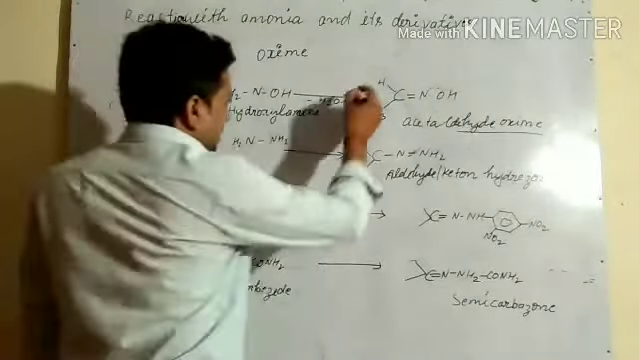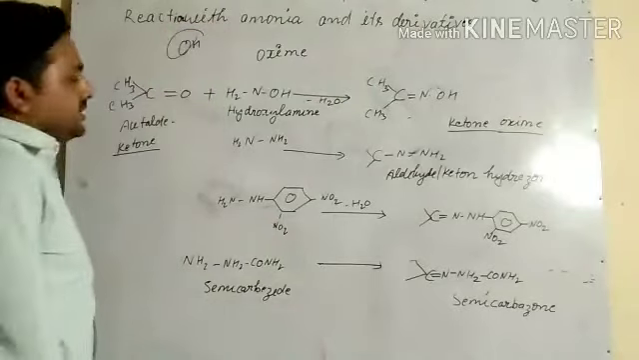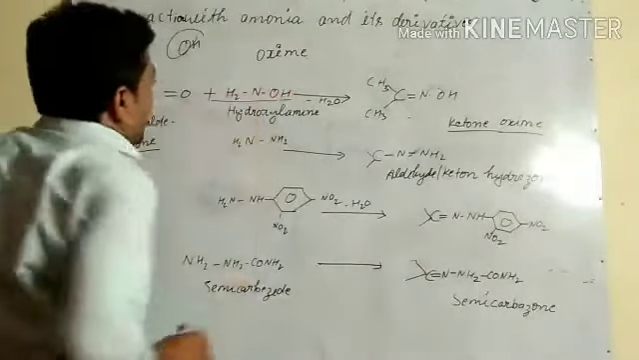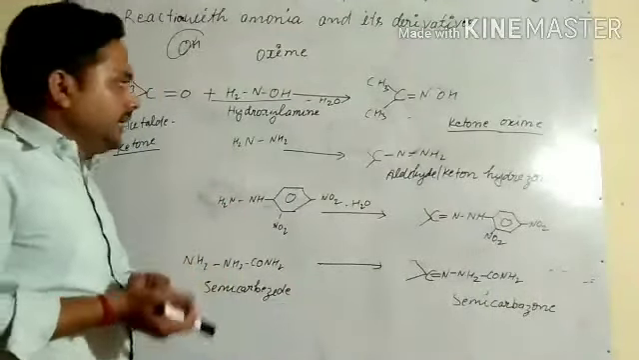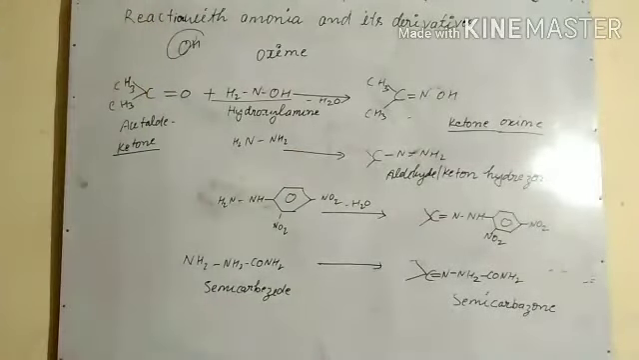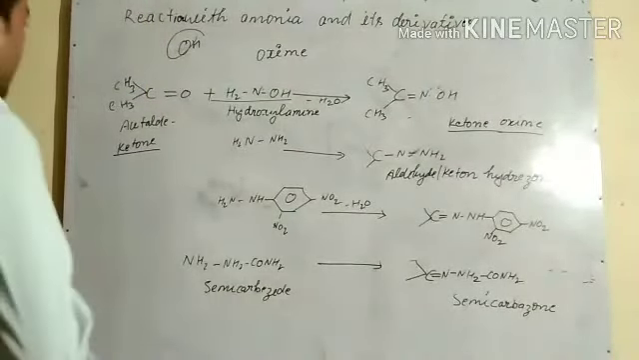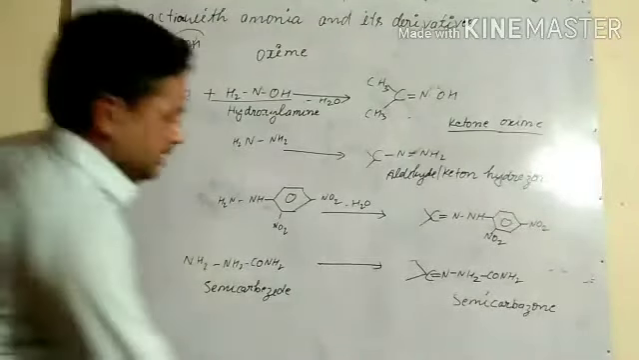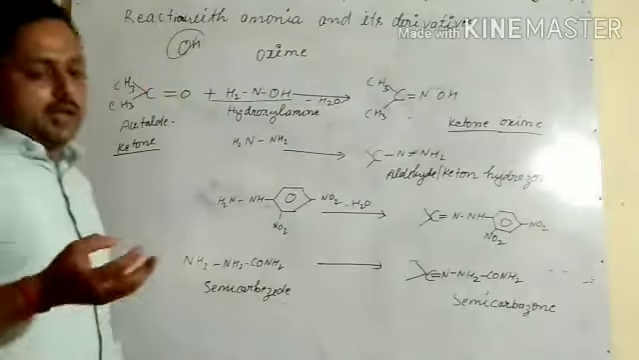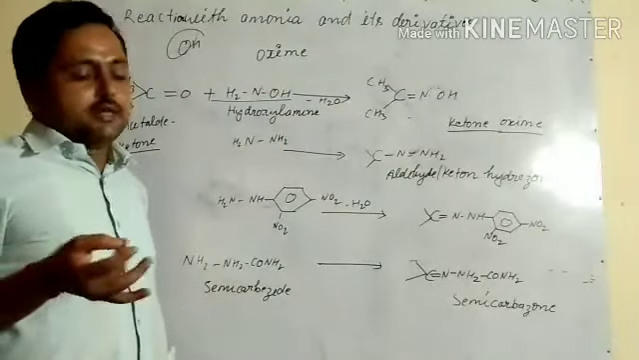So when one hydrogen is replaced by an OH group, that is called hydroxylamine. So the name of this one is hydroxylamine. And what is the product? If it reacts with aldehyde, ketone and formaldehyde, it gives oxime. So when aldehydes and ketones react with hydroxylamine, they give oxime. That may be formaldehyde oxime, acetaldehyde oxime, and ketone oxime.